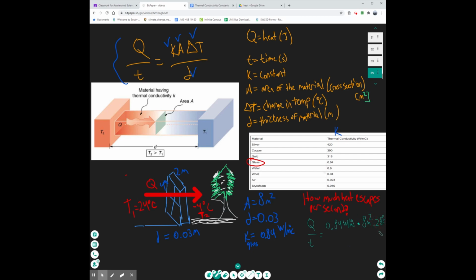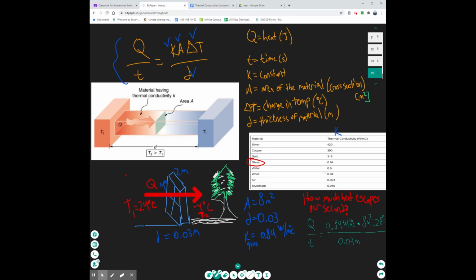Right? 28 degrees Celsius, like that. And then we're going to divide by what? D, which is 0.03 meters. There we go. So actually, all we have to do is plug it in, and we've got our answer, right? It's going to come out exactly as we want it to. So I'm going to actually multiply the whole top and then show you what that looks like.